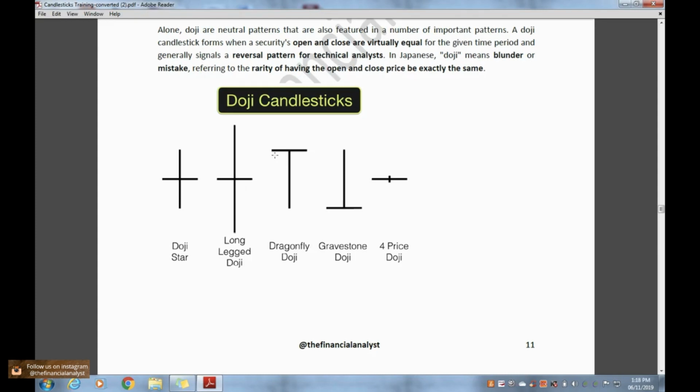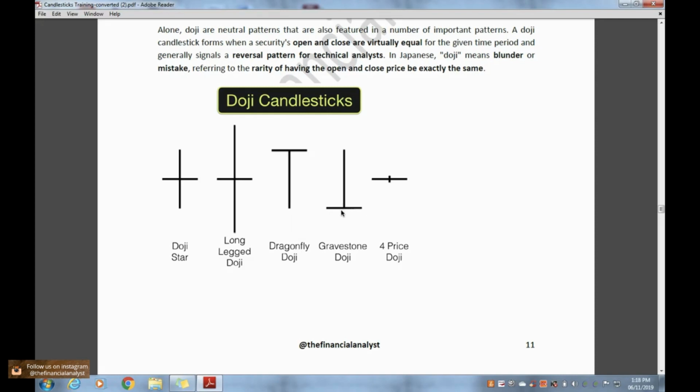Next, we have the dragonfly doji because it resembles a dragonfly. In the dragonfly doji, we will not have any upper shadow, but we will have a very small real body and a very large lower shadow. The characteristics remain the same. That is, it will always predict a reversal in the market.